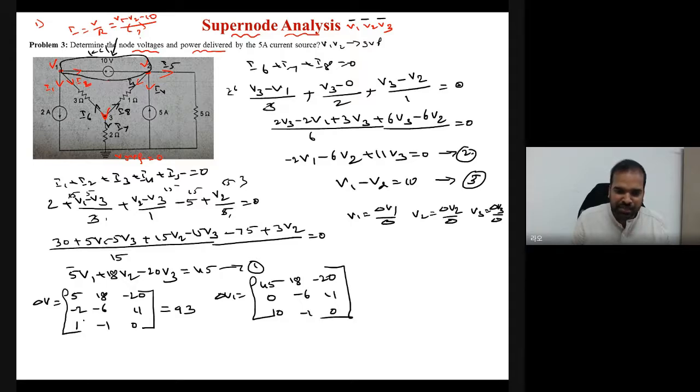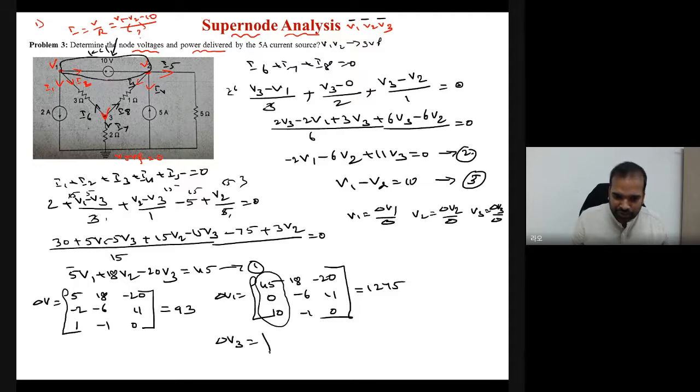Now see, you just compare delta V and delta V1. So the difference is what? Only this one. Instead of V1 terms, I have written the constants and everything else is the same. So the determinant of delta V1 is equal to 1275. Okay.